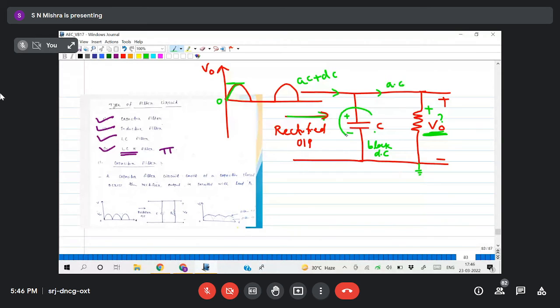This capacitor will charge or not? When I am giving this input voltage, the capacitor will charge or not? Yes, sir. So up to what will it charge? Maximum voltage, maximum input voltage. Yes, sir, maximum input voltage it will charge. Once it is charged, what will happen?